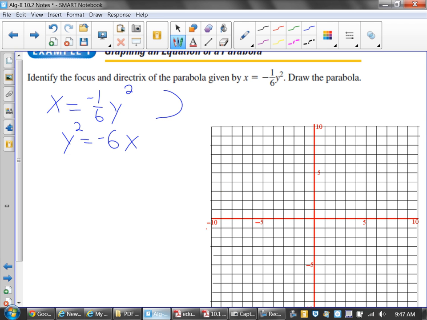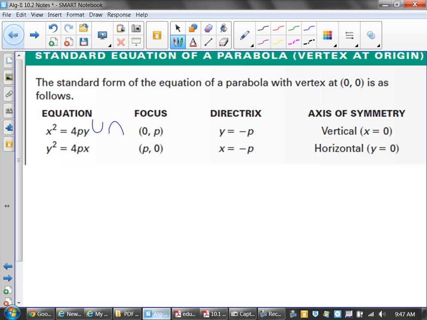So let's change that real fast. Make sure you have x squared equals 4py, y squared equals 4px. I do apologize, I wrote it down incorrectly, but yet when we looked at it here, it was normal. I didn't catch it. You should have noticed.